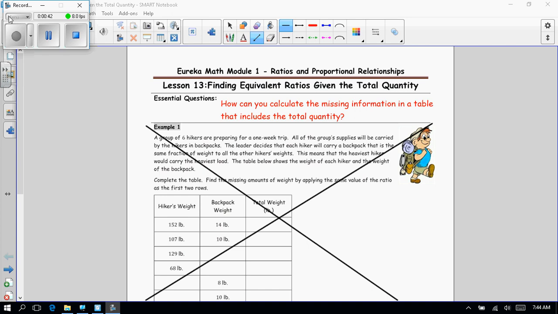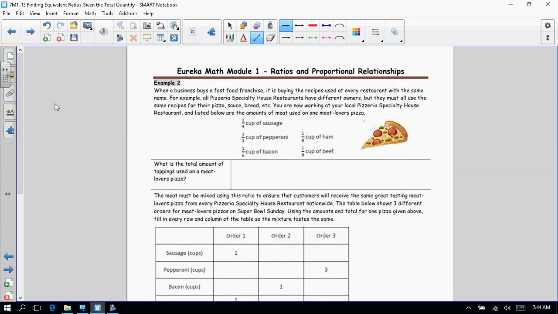So I'm going to skip over to page 52. All right, so when you have the essential question, go ahead, flip over to page 52. And we're going to start with example 2. Now remember, this whole book, this whole module has all been about proportions. So we're going to look for proportions in these tables to help us make our calculations.